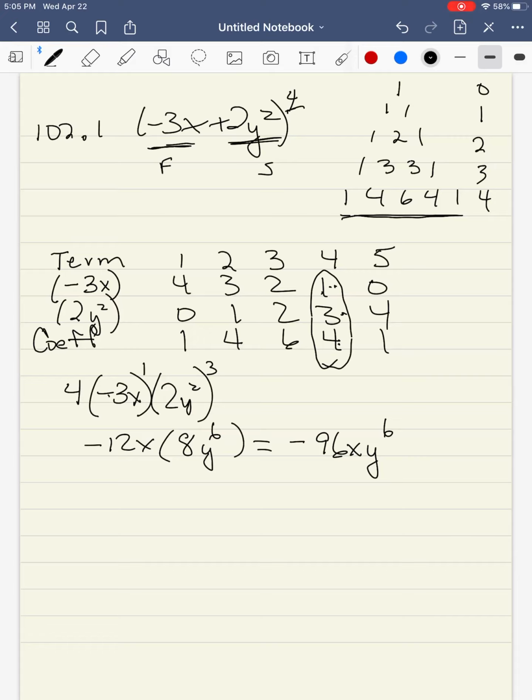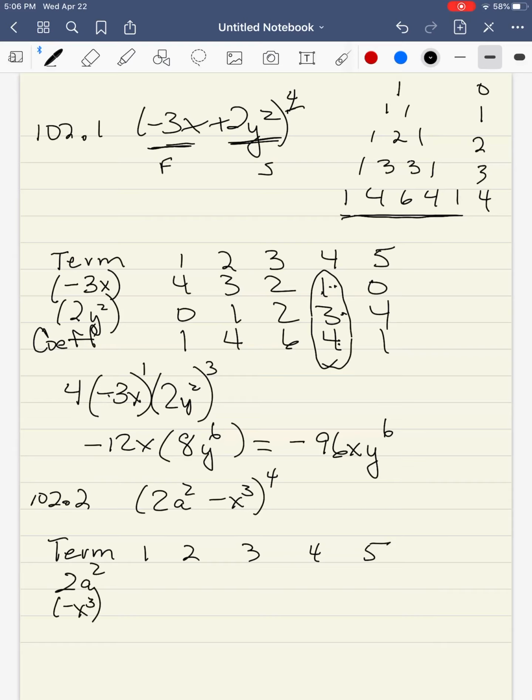The next one actually uses the same Pascal's triangle. I think I have enough room to get it on here. 102.2 is asking us to do 2a squared minus x cubed raised to the 4th, and it's the whole expansion. Maybe I won't have room. We'll go to the next page if we need to. There's going to be 5 terms. The first term in this case is 2a squared, and the second term is negative x cubed. That negative does go with it.